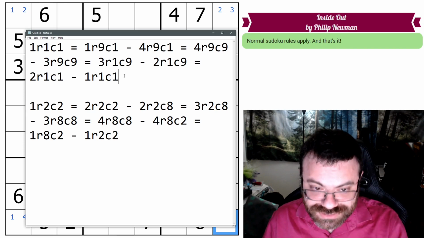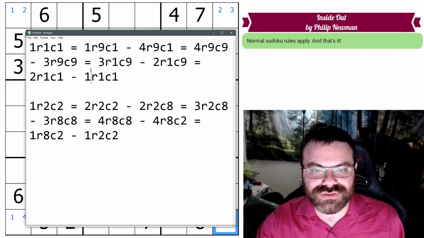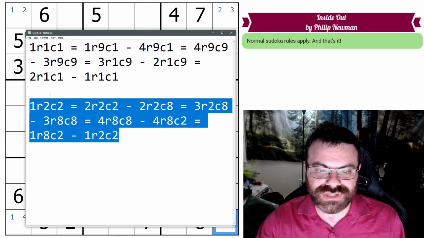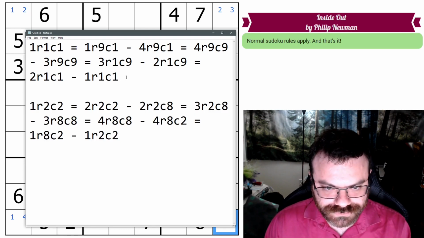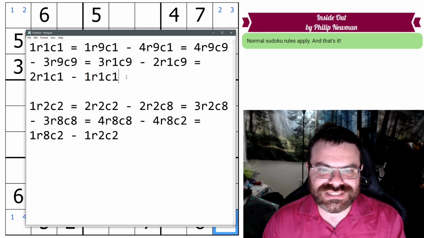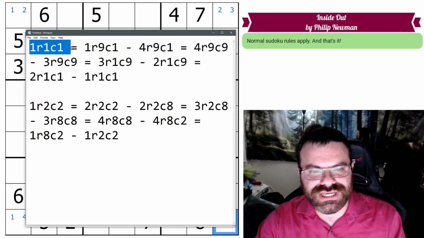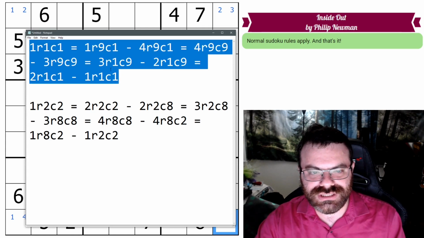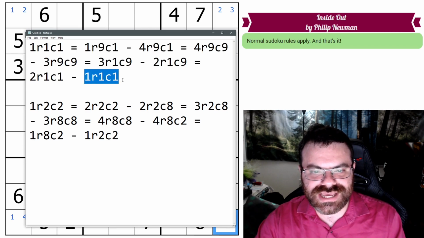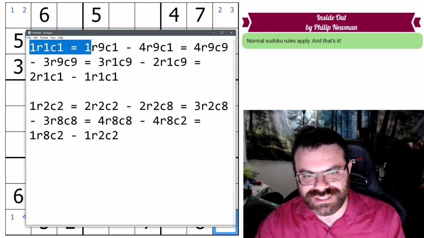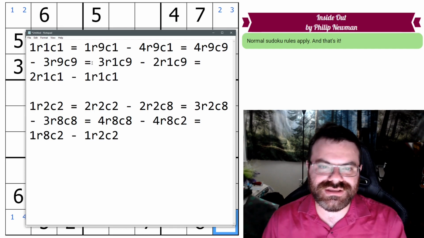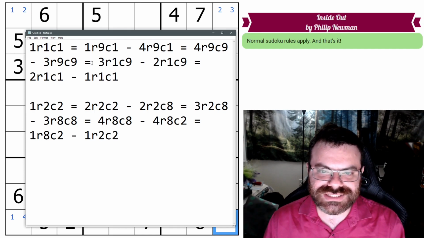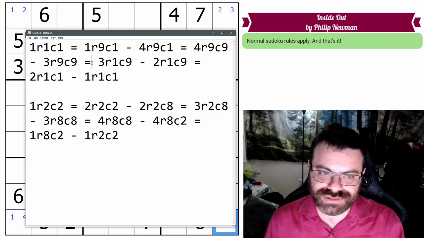But in this particular case, this is the more generic term for this, which would also apply to this, a continuous nice loop, CNL. A continuous nice loop is identified by alternating strong and weak links to start and end at the same cell with a strong link in one direction and a weak link in the other direction. And the result of finding the continuous nice loop is that all the weak links become strong links.